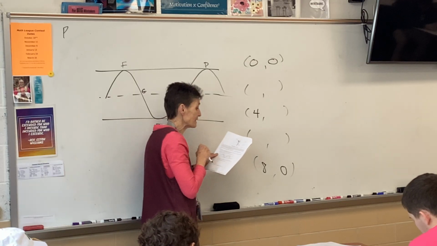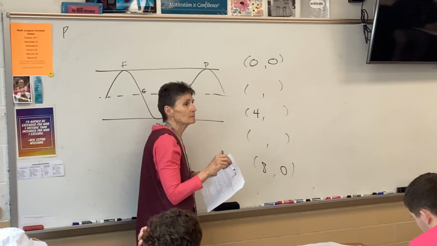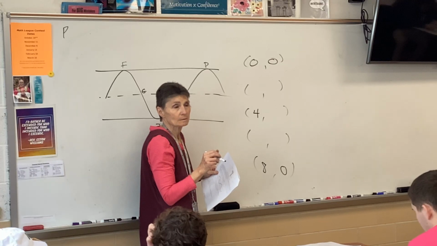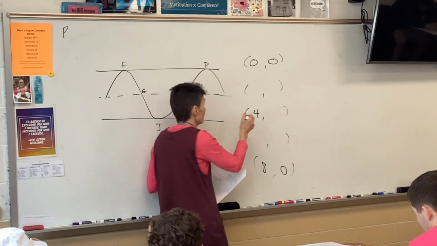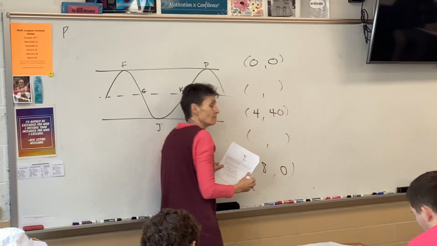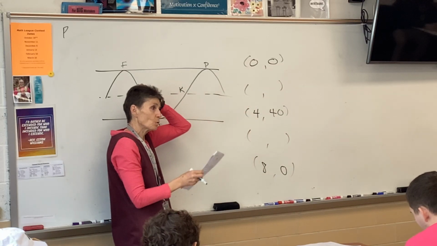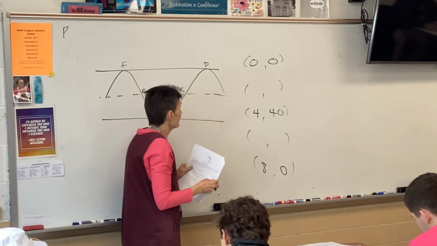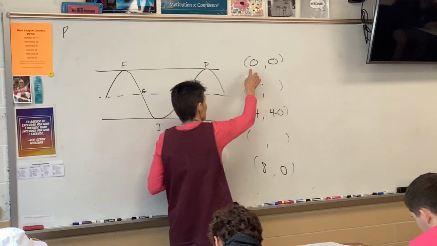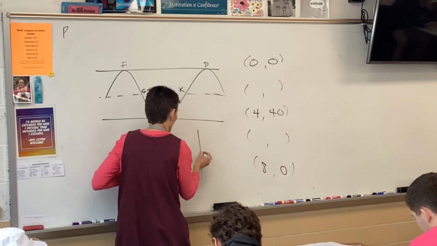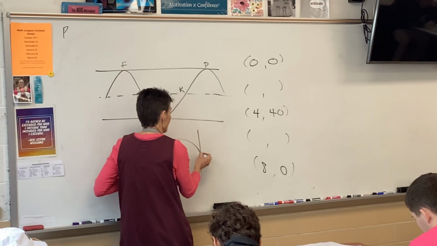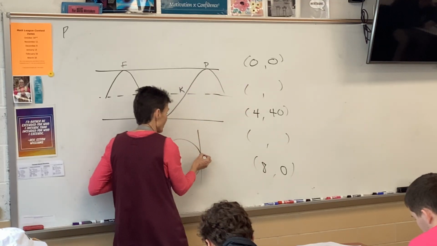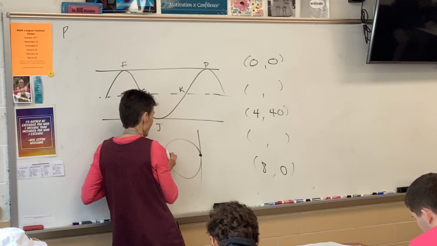So what is that distance from the wall? 40? Why is that 40? So 20 on each side, the radius is 20. Okay, so here's the wall, here's the track. These two are when the car is here. That one is when the car is here.